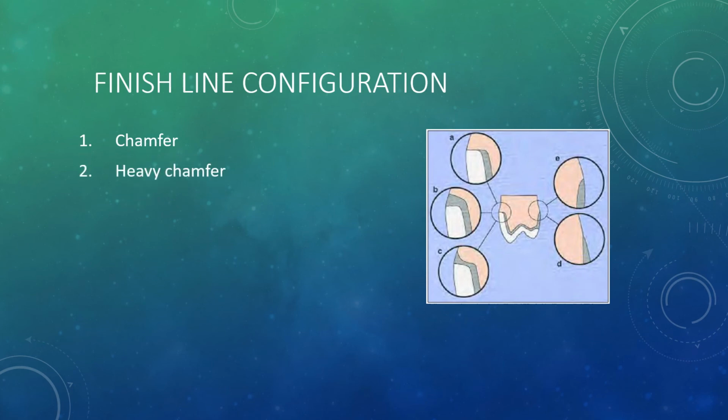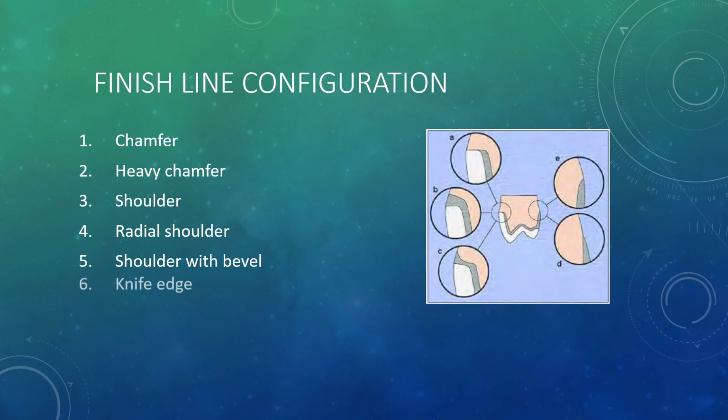A shows your chamfer finish line, B is your heavy chamfer finish line, and C is your shoulder, a 45-degree angle finish line, then a radial shoulder, because they have found that in shoulder finish lines there is stress concentration and more chances of breakdown of restoration, so they improved it with a radial shoulder. And the next one is your shoulder with bevel. When you're beveling your shoulder finish line, you are improving the surface area and directing the forces in a different way. And the next one is your knife edge finish line.